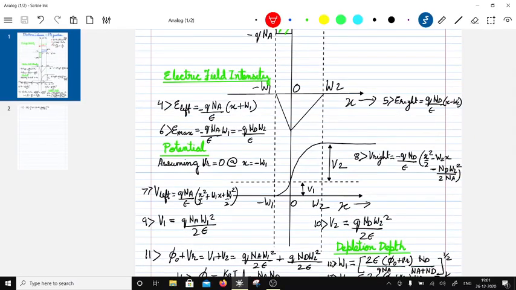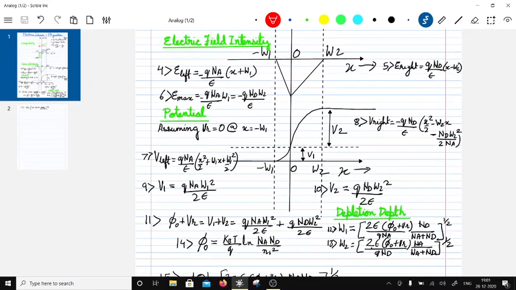So what it means is that the field intensity is the maximum at the metallurgical junction, right? And this is for an abrupt junction. For a graded junction, it is going to be even higher, right? Next we integrate it once more, right? So here when we integrate it, we have d2V by dx2 equal to minus E.